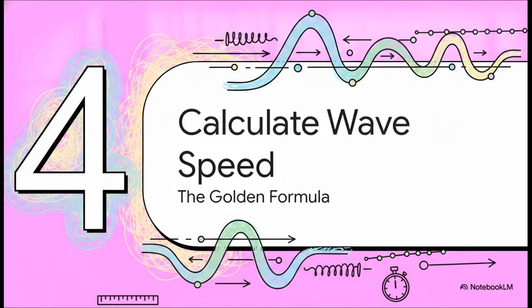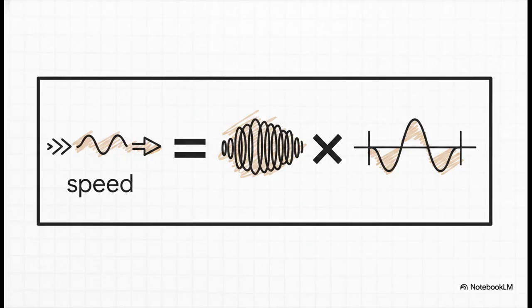Awesome. Let's move on to Section 4, calculating wave speed. This right here is your absolute go-to formula for the physics exam. You definitely want to commit this to memory. The speed of a wave, which we represent with v, is equal to its frequency, f, multiplied by its wavelength, lambda. Super simple, v equals f times lambda.